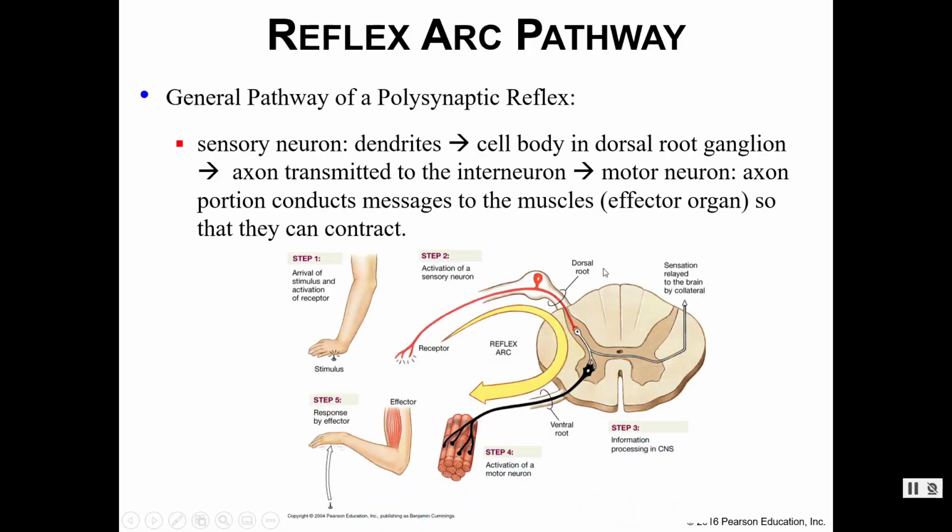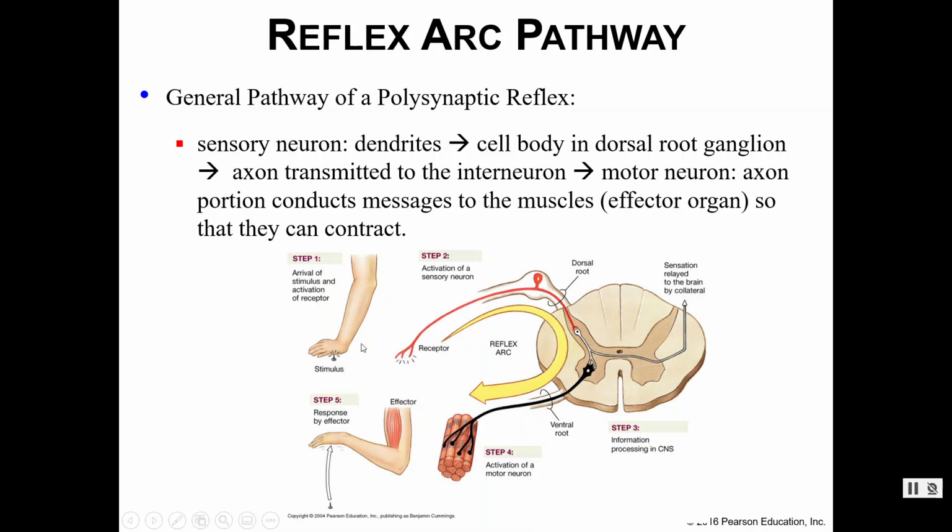All right, so did I skip anything? No, okay. General pathway for polysynaptic: we're going to start with our sensory neuron. Information goes from the dendrites to the cell body. Keep in mind that cell body is in the dorsal root ganglion. We're going to go through the axon, we're going to synapse with the interneuron, and the interneuron will then also synapse with the motor neuron. The motor signal will move through the axon to the muscle, the effector organ, so it can contract.